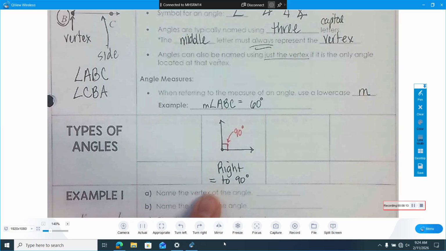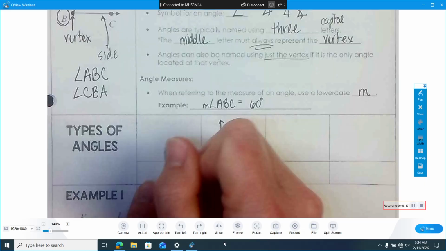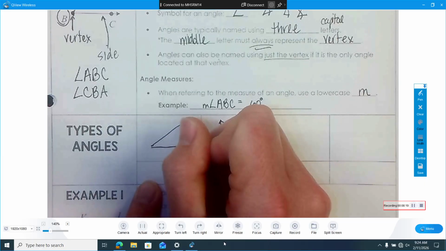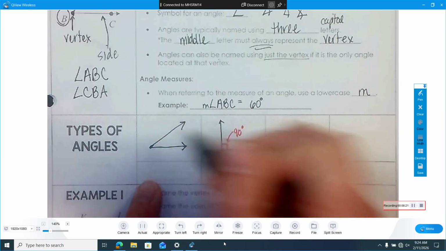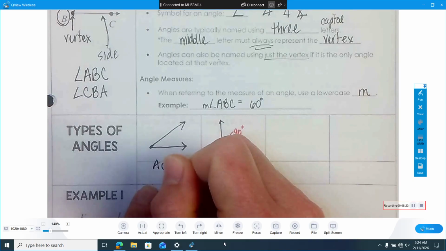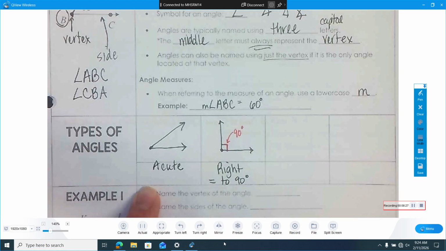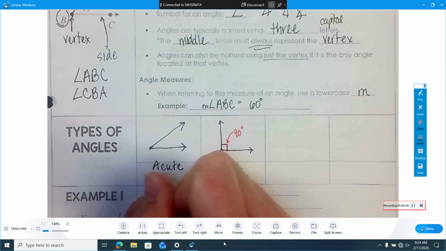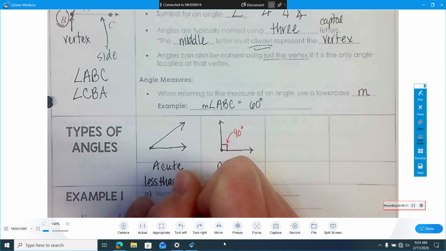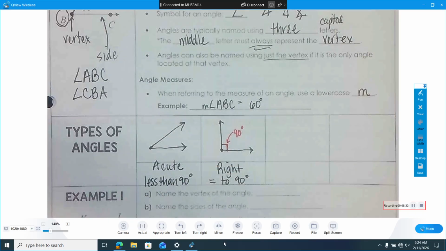Do you know another kind of angle? Acute. Yeah, a little cutie pie. Little cutie pie angle here. What does it mean when we have an acute angle? Yeah, an acute angle is just a little cutie that is less than 90 degrees. So it might be 37 degrees or 22 degrees, but it is less than 90 degrees.